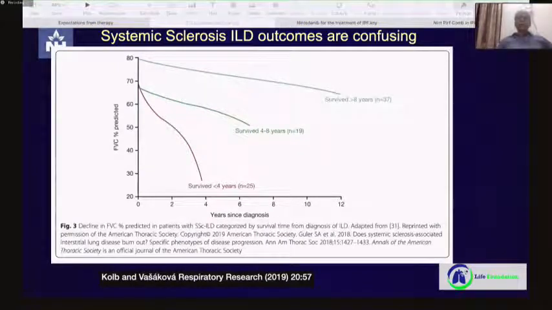Going on to a special group of fibrotic ILDs, this is systemic sclerosis. And in systemic sclerosis, the ILD outcomes are very, very confusing. So this paper looked at people who survived, followed them up, and it showed that in some of them, the disease seemed to burn out and they did not progress. And about 37, the largest group, I should say, not the majority, survived for more than 8 years. About 19, half that number, survived between 4 and 8 years. But there were some, 25 of them, who survived for less than 4 years. They progressed, in fact, much more rapidly than what one expects for the other fibrotic ILDs.